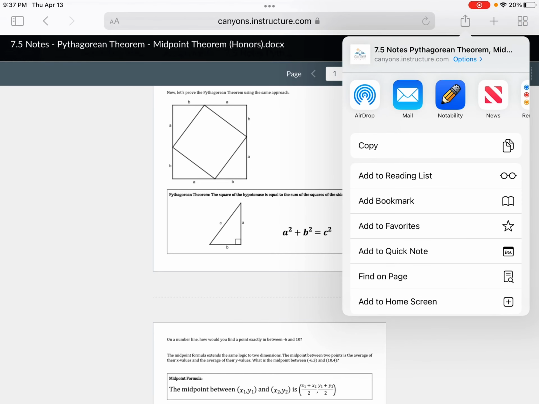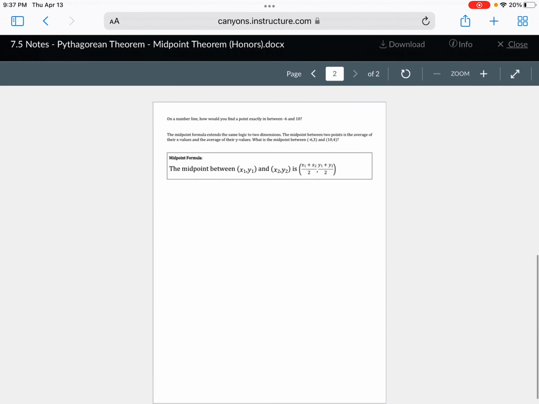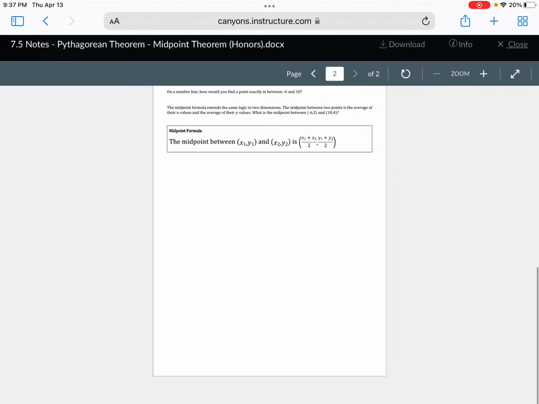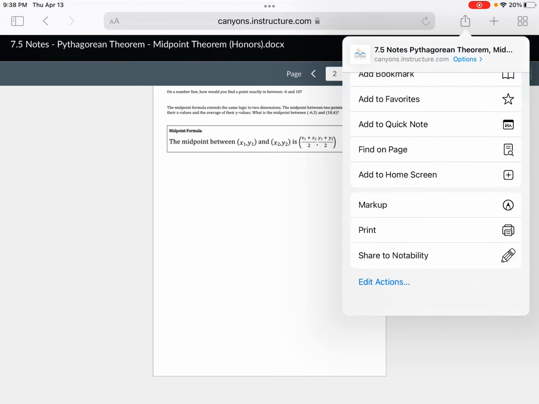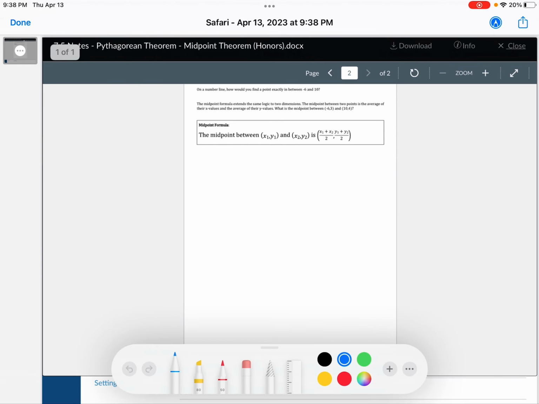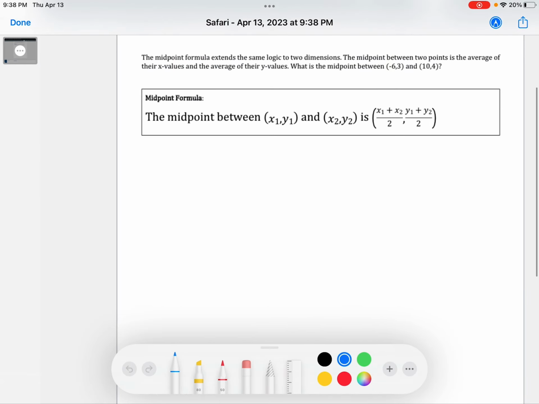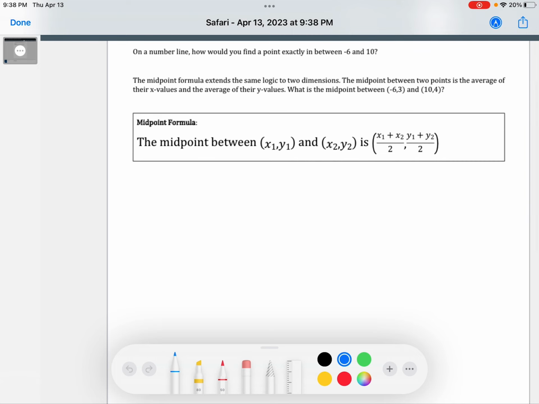We're now going to talk briefly about the midpoint theorem. And you can see the notes here are exceptionally short because this concept is exceptionally intuitive. And we'll talk about this. Let me zoom in here a little bit. On a number line, how do you find a point exactly between -6 and +10?